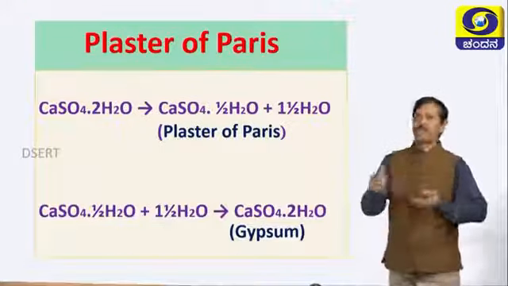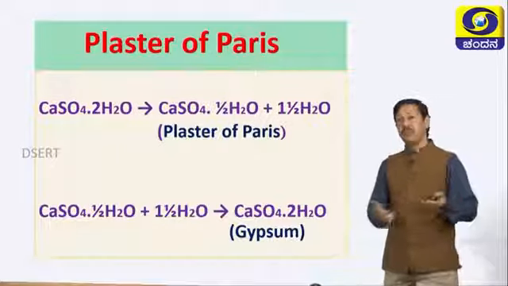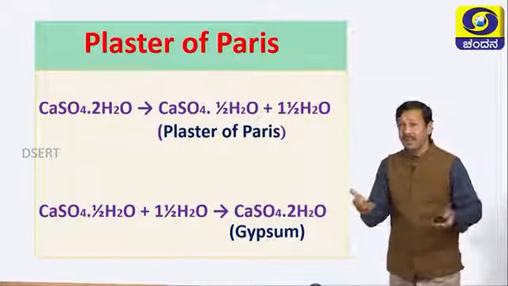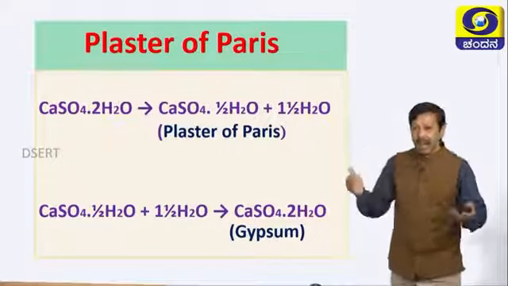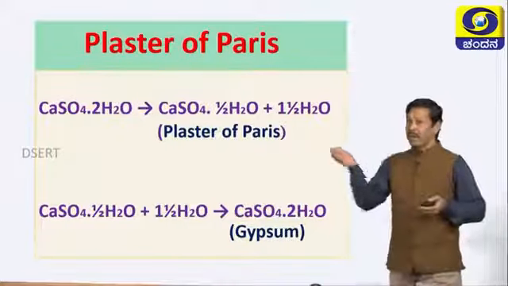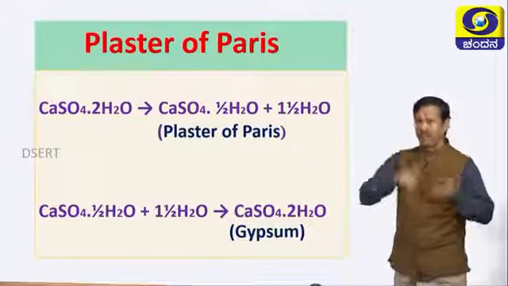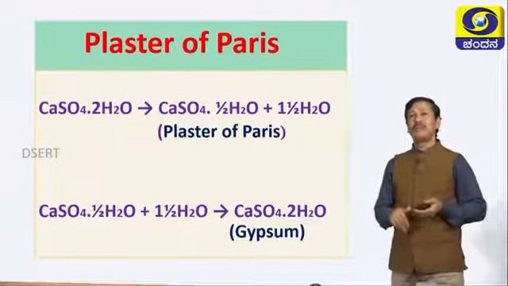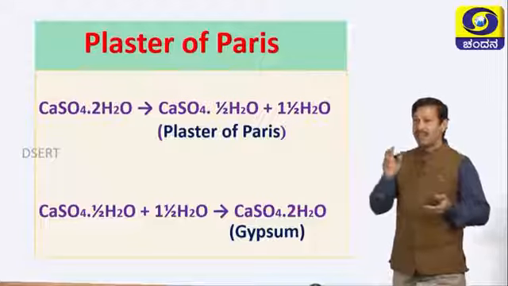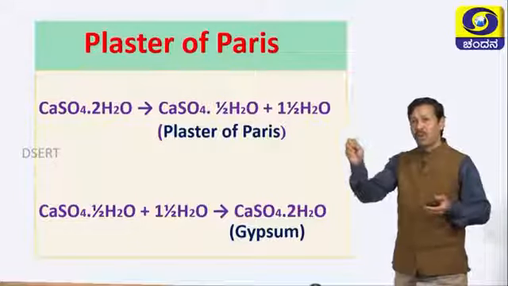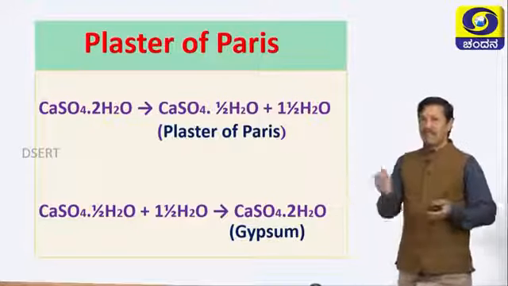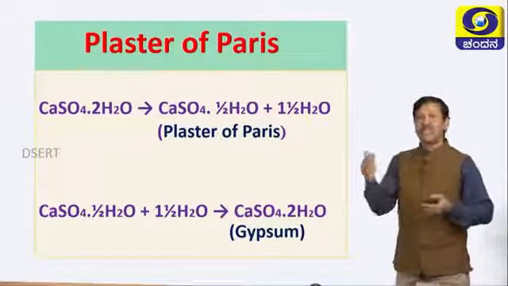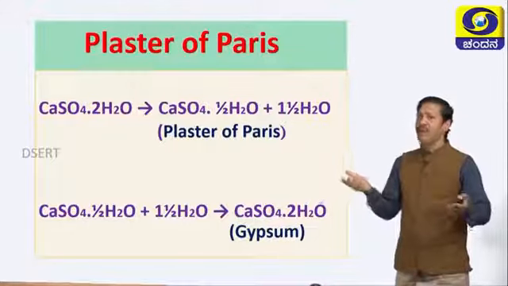If you reverse the process, that is how it is used. What happens during setting is that calcium sulfate hemihydrate combines with 1.5 moles of water to become calcium sulfate dihydrate, CaSO4·2H2O, called gypsum. These are two reversible processes at different situations, depending on our requirement.